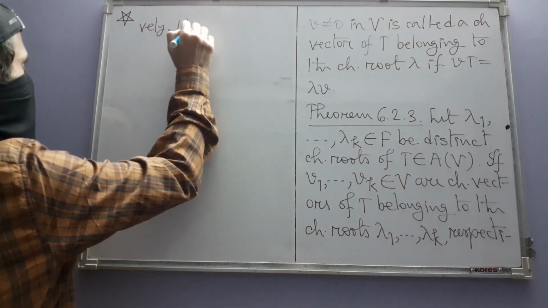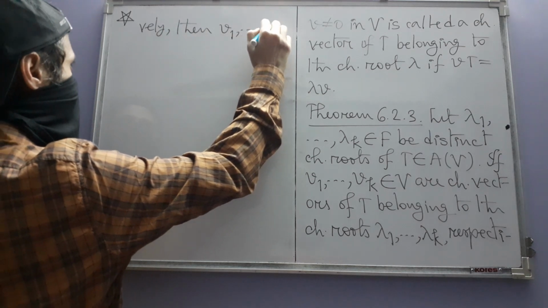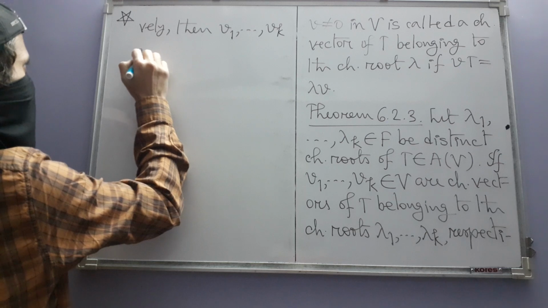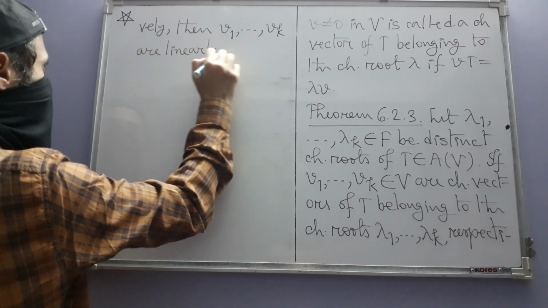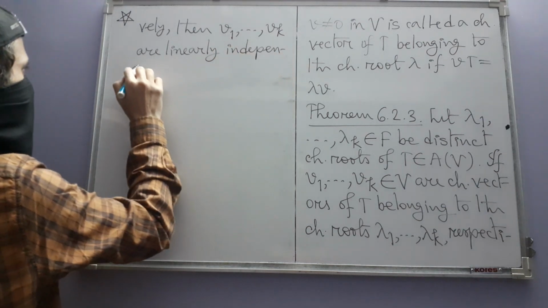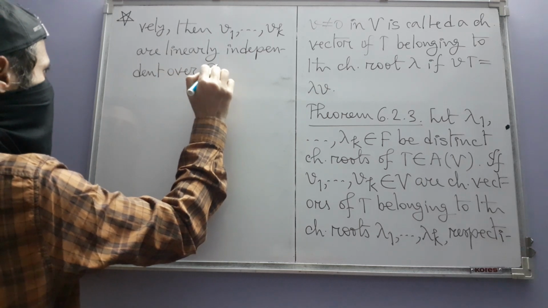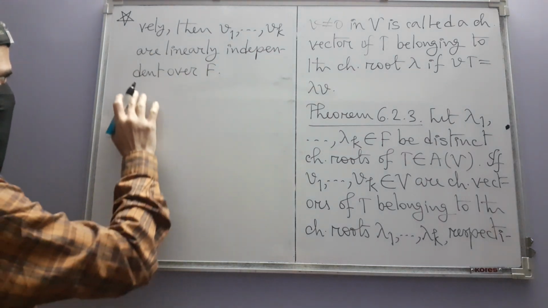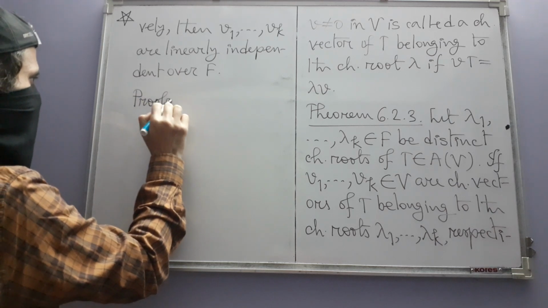Respectively, then, these are linearly independent over F. So let's see the proof. The proof is by contradiction.